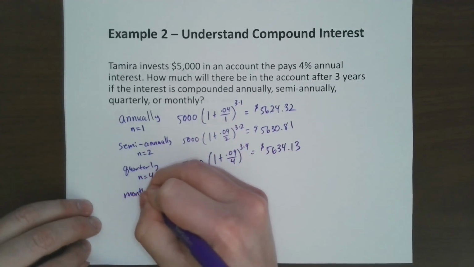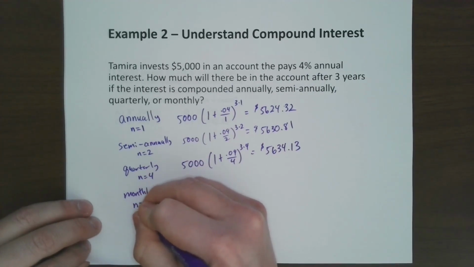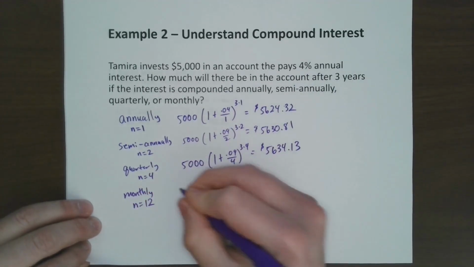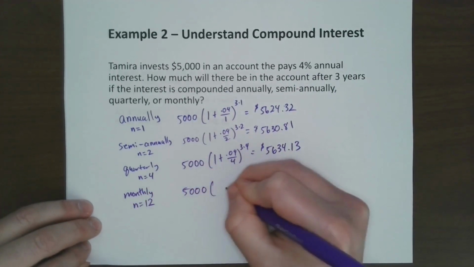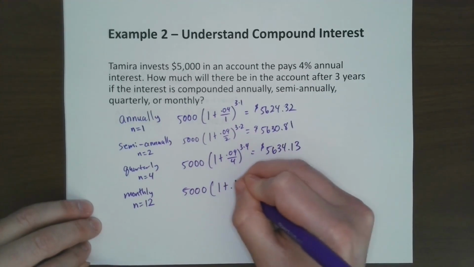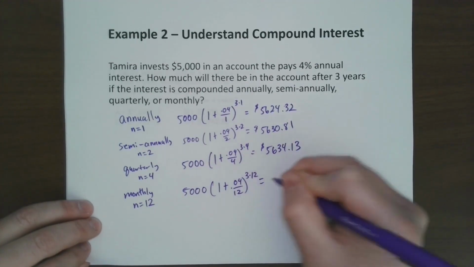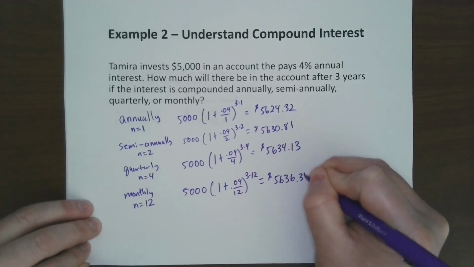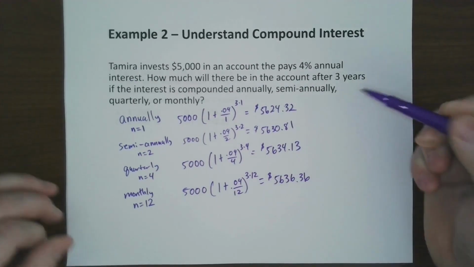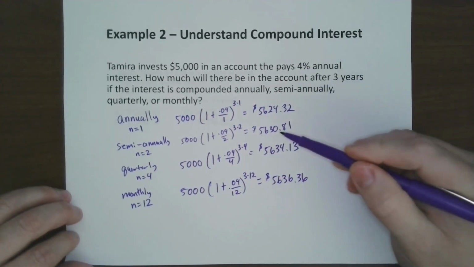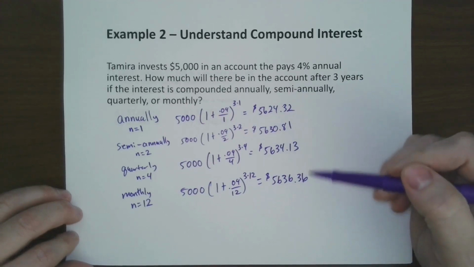And the last one is monthly. This is the one you guys will deal with in your life. There are 12 months in a year. So 5,000(1 + 0.04/12)^(3·12). That we get $5,636.36.